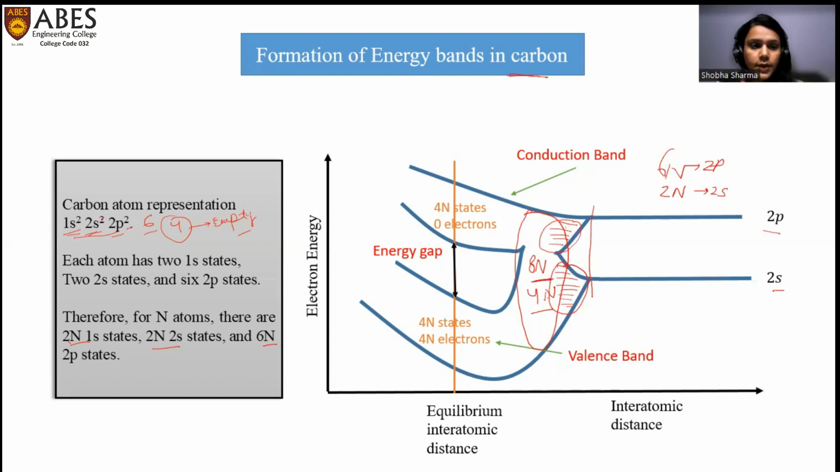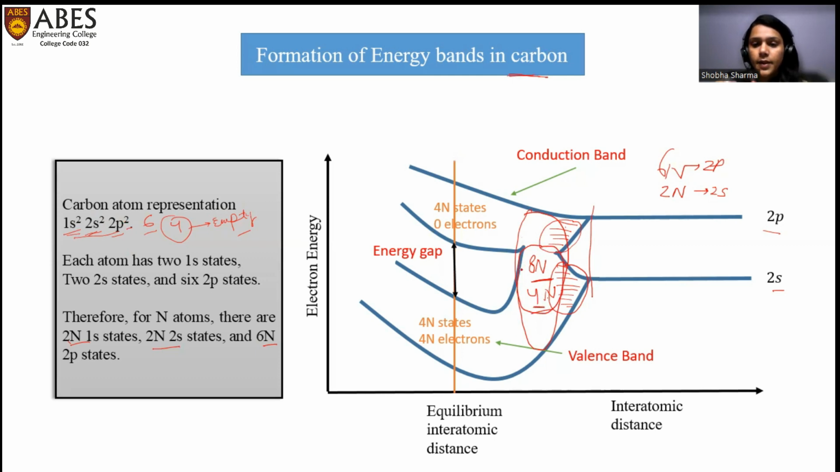That means only 4 electrons are there in a single atom of carbon. We have only 4 electrons. That means in n number of atoms, we will have 4n electrons. So out of these 8n states, only 4n states are filled.